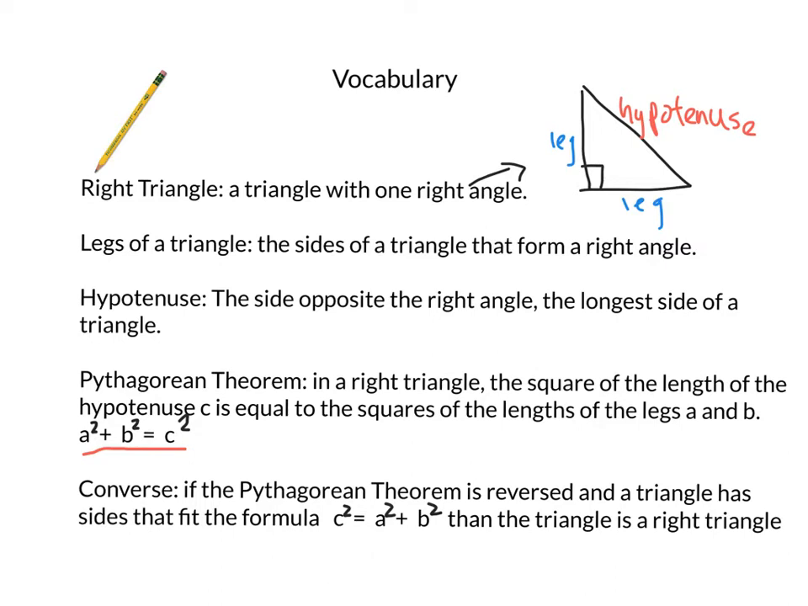The converse is if I take the Pythagorean theorem and reverse it, and a triangle's sides fit this formula, C squared equals A squared plus B squared, then I know for sure that triangle is a right triangle because it works with the reverse of the Pythagorean theorem. So let's put some of these vocabulary terms into practice.